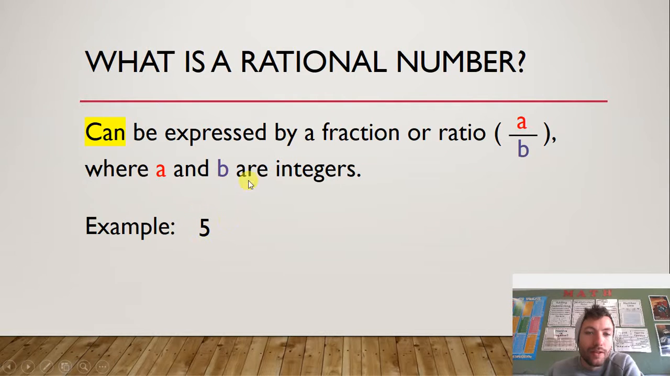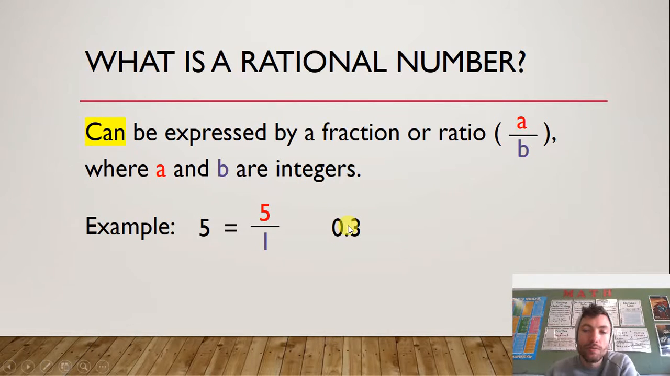So we have 5. It says it's expressed as a fraction, so a over b. So a is going to be our 5, and any whole number we can put over 1. So 5 can be written as 5 over 1. This is a fraction, so therefore it is rational.